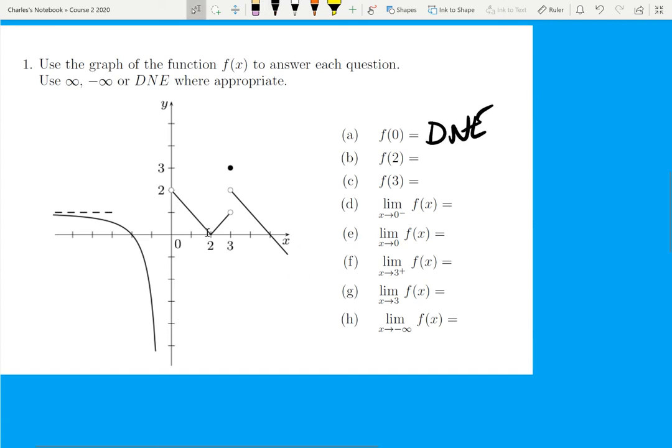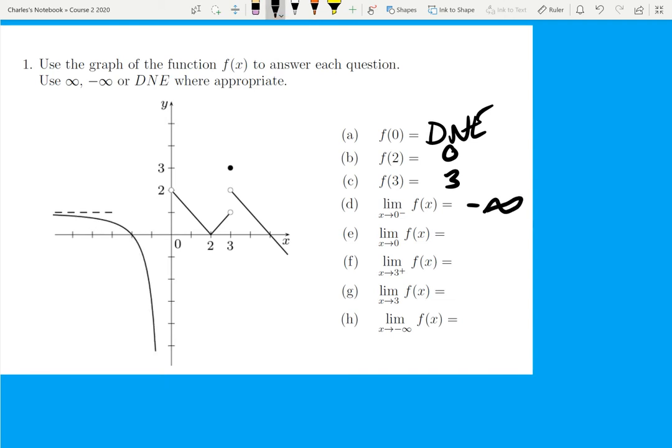f of 2 exists. Where does f of 2 exist at? f of 2 is right there. It's 0. f of 3, what's f of 3? f of 3 is where the closed-in circle is. So f of 3 is equal to 3. Now, what's the limit of f of x as x approaches 0 from the minus side? Okay, that looks like it's going there. It's going to be negative infinity.